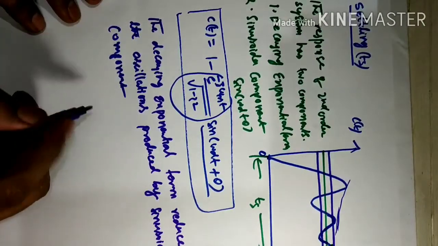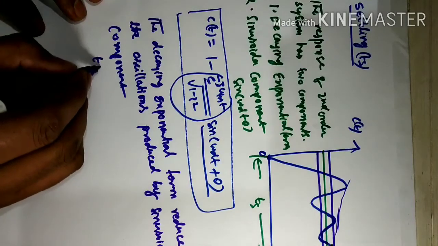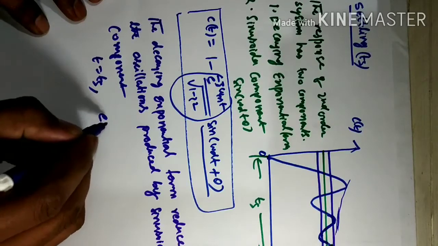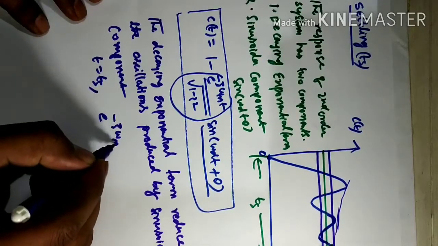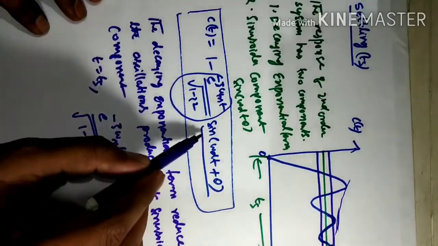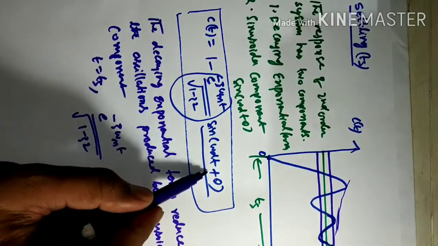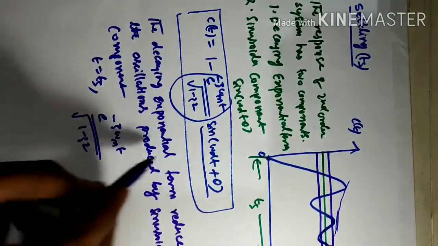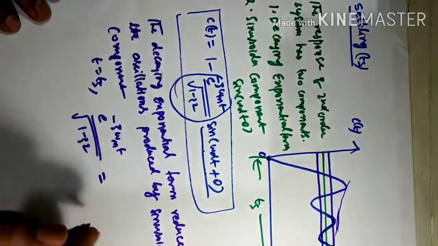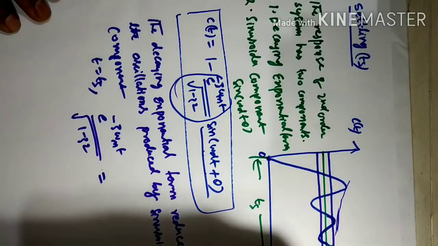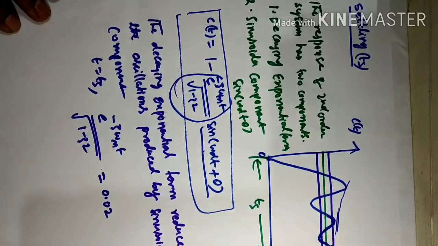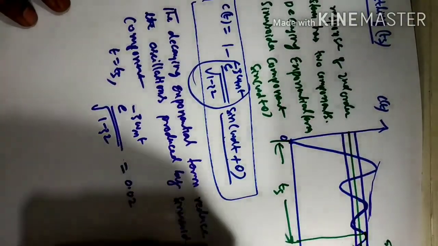So what I'm going to do is substitute t equal to ts in the term e raised to minus zeta omega n t by root 1 minus zeta square. In this expression, the sinusoidal part will disappear when t approaches infinity, so only the exponential term is left. This is equal to 2% and also 5%. For 2%, I'm going to put 0.02.